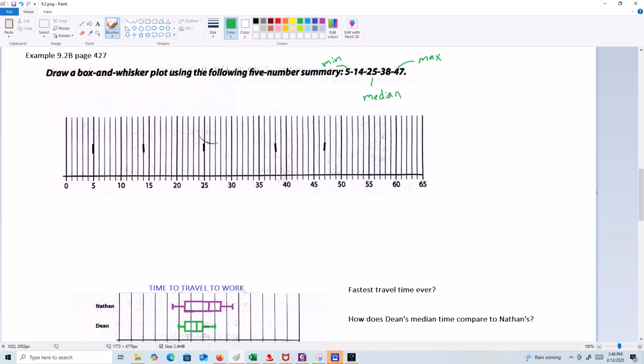Then the number separating the min from the median is the first quartile, or Q1. And the number separating the median from the max is the third quartile, or Q3. So now we just have to mark that. So the min is 5. You start by drawing those 5 lines. Q1 is 14. The median is 25. The third quartile is 38, and the max is 47.